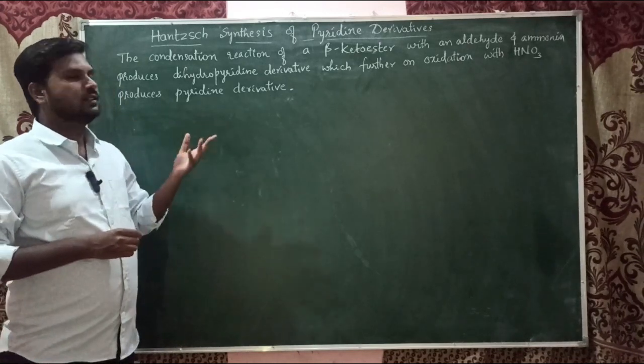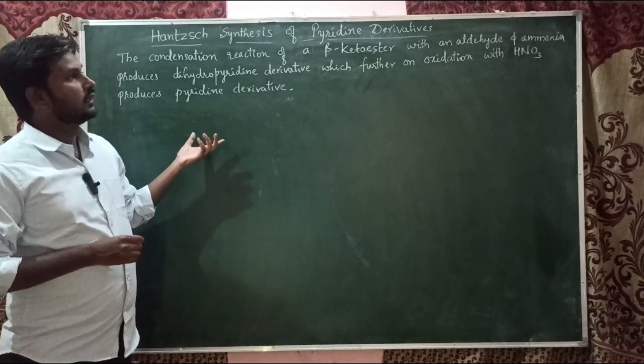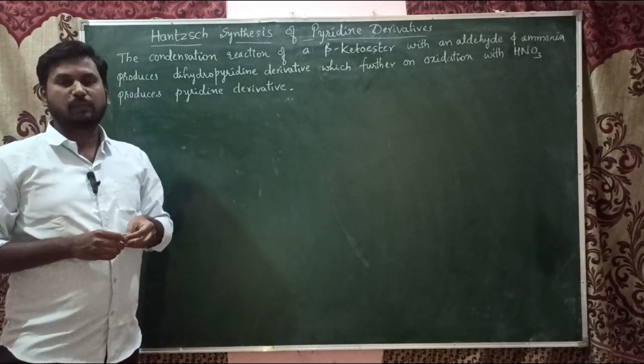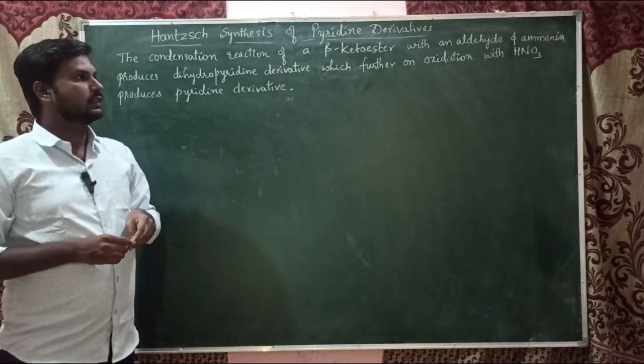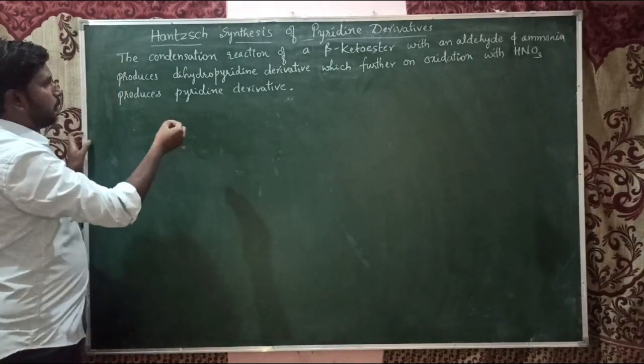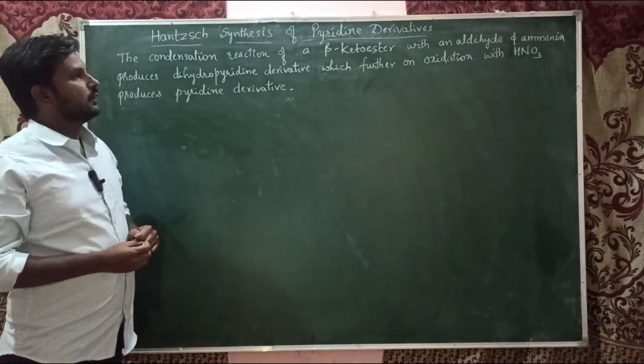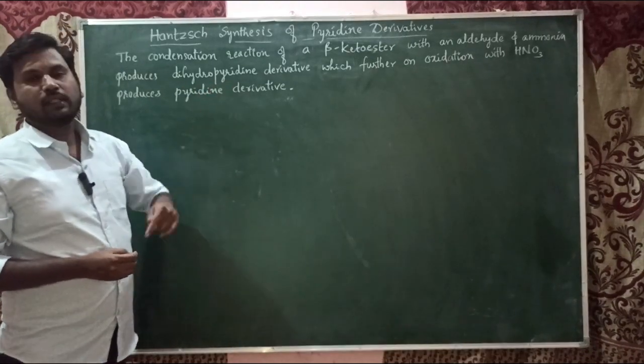Usually for preparations we do not need to write the mechanism, but many times this question has also been asked for 5 marks. So that's why we'll also discuss the mechanism of the reaction. Here we are taking 2 moles of beta keto esters, 2 molecules, and one aldehyde and ammonia.